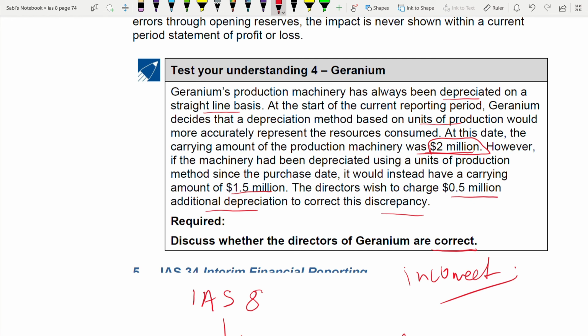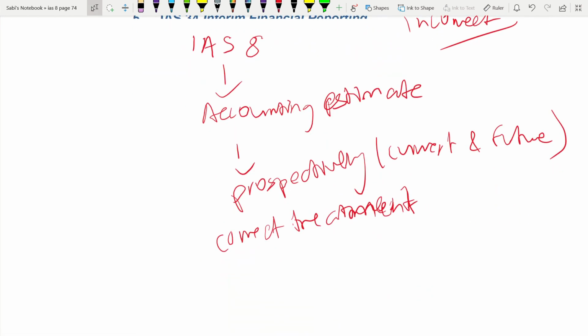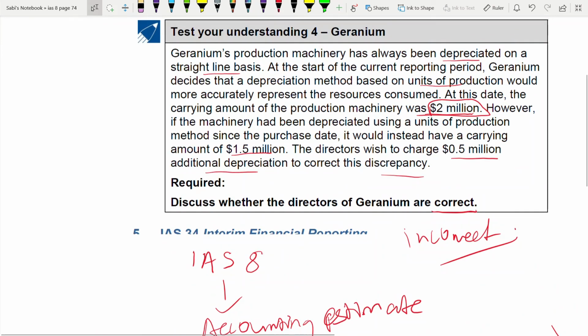Understood? In the current and the future, you have to write the words current and the future. Current and future is needed. That's why I've included everything. So that's it. Now let us summarize this lecture.